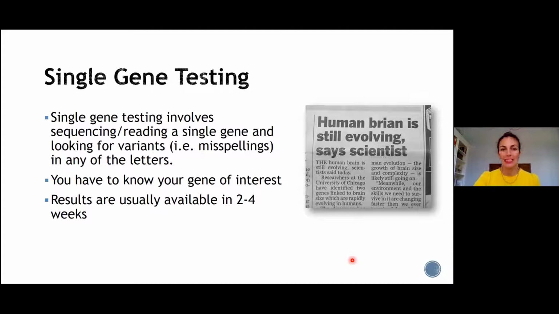As we get down more into detail, we can do single gene testing, and single gene involves sequencing or reading one gene and looking for the variants or those misspellings in any of the letters. The difficulty with this is that you typically have to know what gene you're interested in, and if you're just focused on that one gene, then you can just send this one test. And this is just showing how this simple little typo really changes the meaning of the sentence. So instead of saying human brain, it says human Brian is still evolving. These results usually take about 2 to 4 weeks to get back.